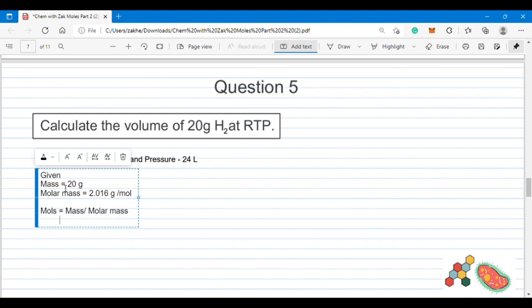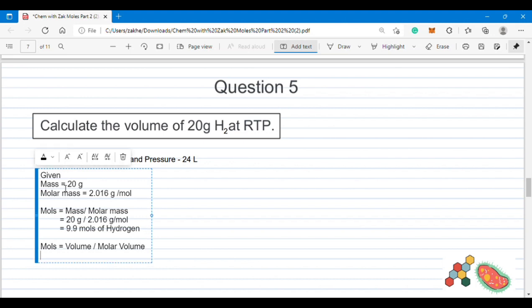And we substitute our values, which is 20 gram divided by 2.016 gram per mole. And we should get an answer of 9.9 moles of hydrogen. Now that we found the number of moles of hydrogen, we can now find the volume of hydrogen, which is moles is equal to volume divided by the molar volume.